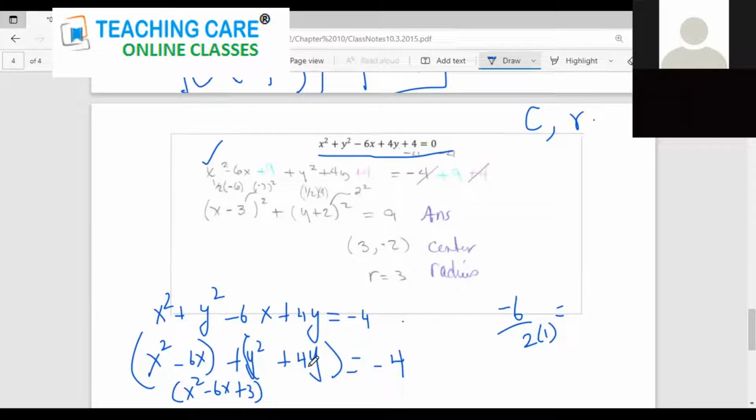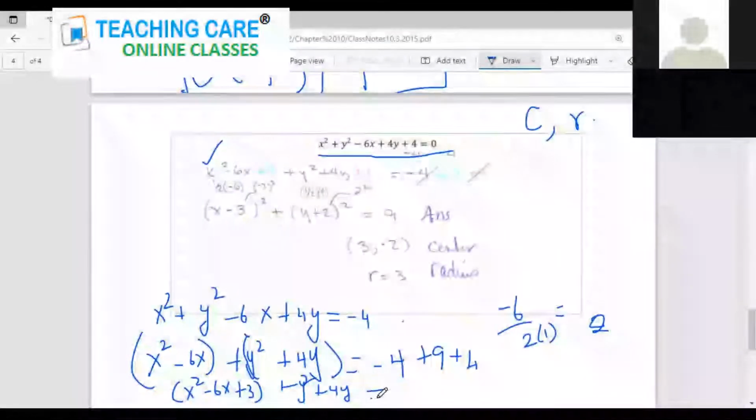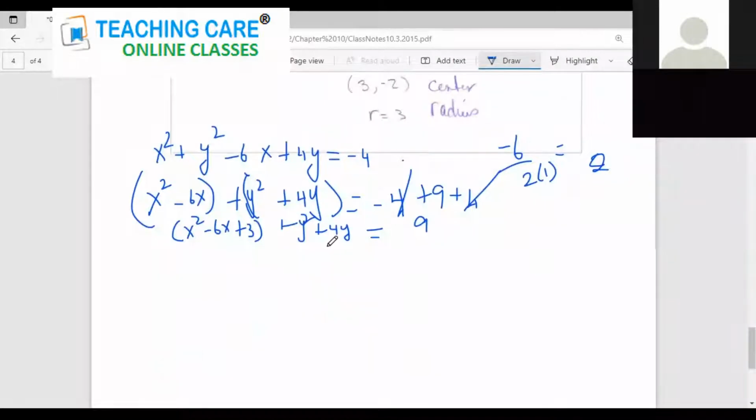Similarly, for this one, I will be getting b by 2a, right? So in that case, 2 times -2. So now it is nothing but y squared plus 4y. Here you will add plus 9, plus 4 here, okay, fine. Now this one, here this and this get cancelled, I'll be left with 9 for the radius.